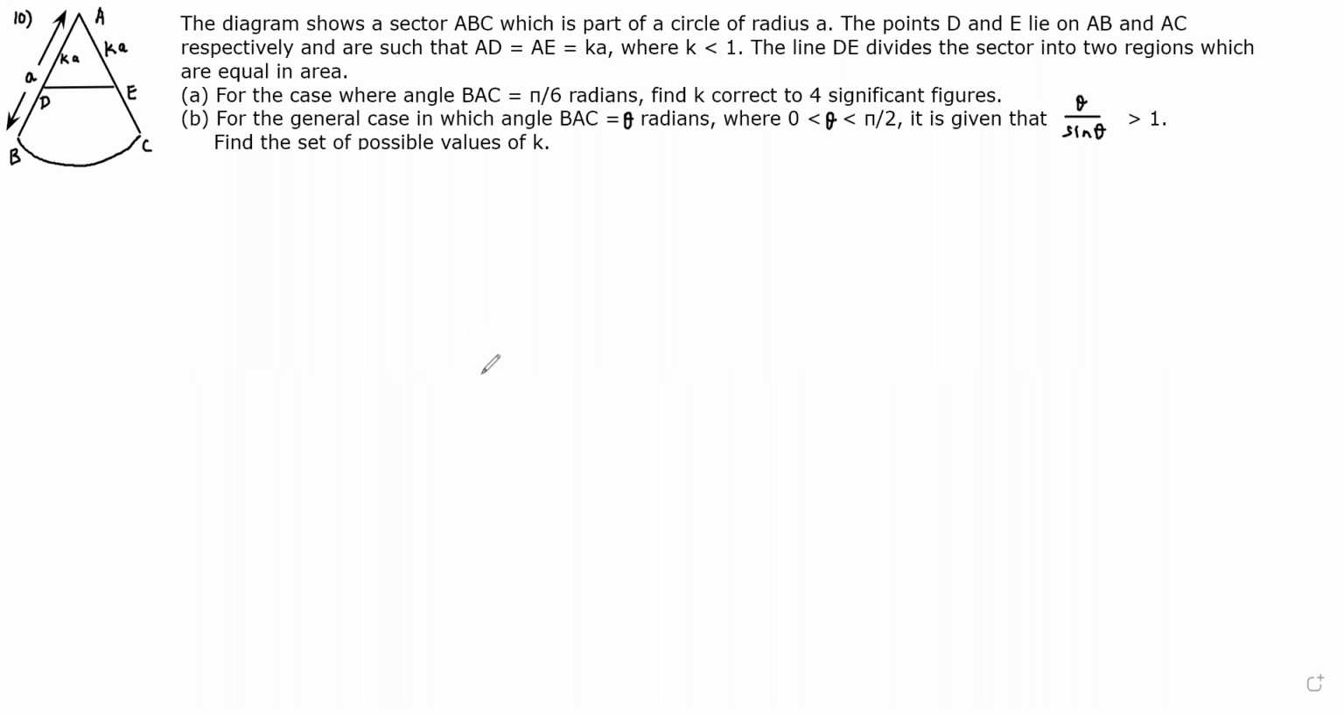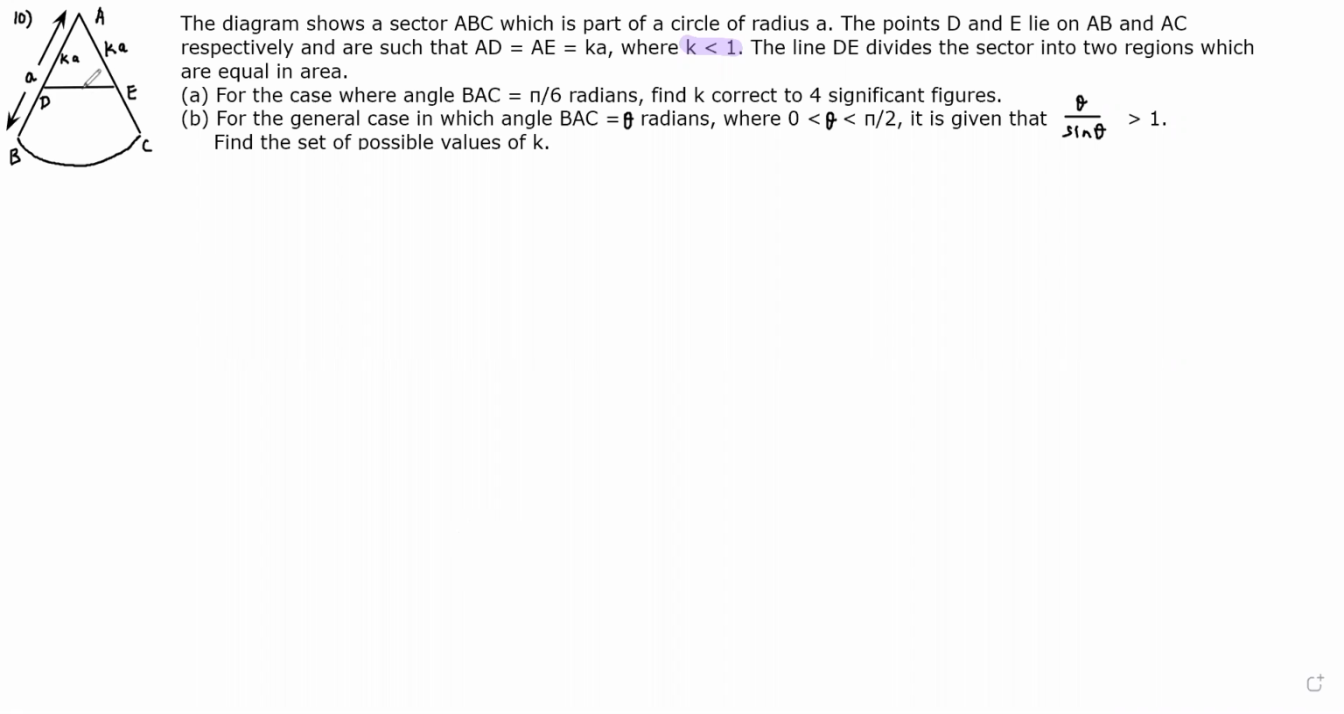We are given the sector of a circle ABC. Points D and E are on AB and AC. The radius of the circle is given by A, and AE and AD are of the same length, which is a constant multiple of A. Now take note that the value of K is less than 1. So the length KA is less than A.